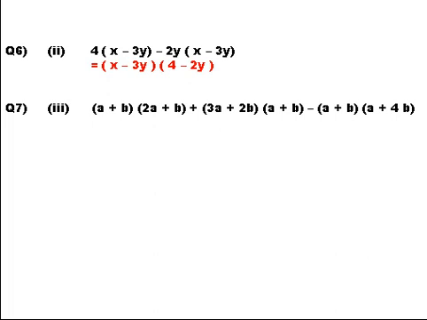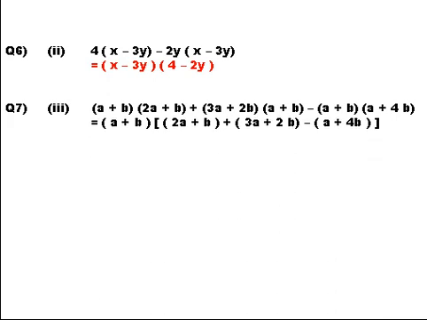Moving ahead with the last question of the exercise, the third part of it. So in this part you will see that a plus b as a bracket is common. So we are going to take that bracket common. Once you take a plus b common, what is left? In the first term we have 2a plus b, in the second term plus 3a plus 2b, in the third term minus a plus 4b.